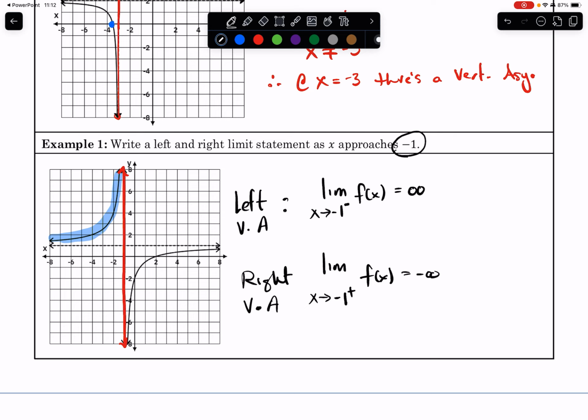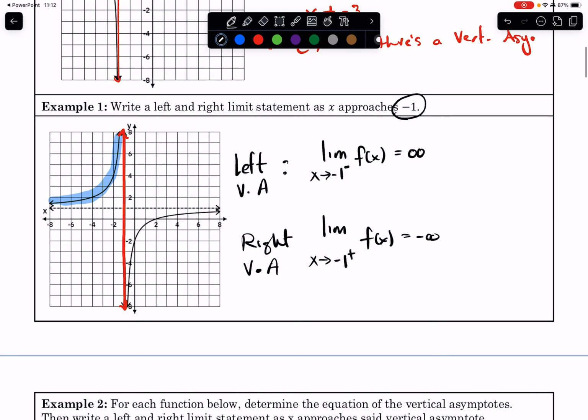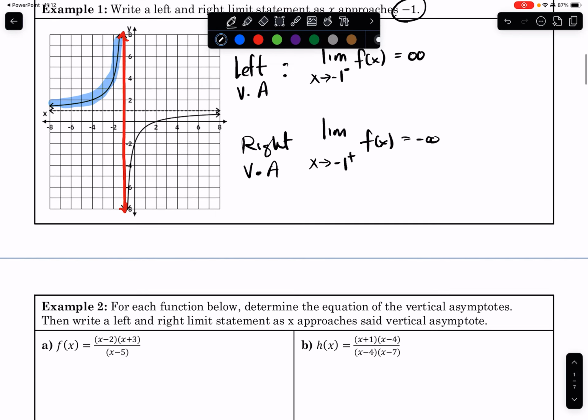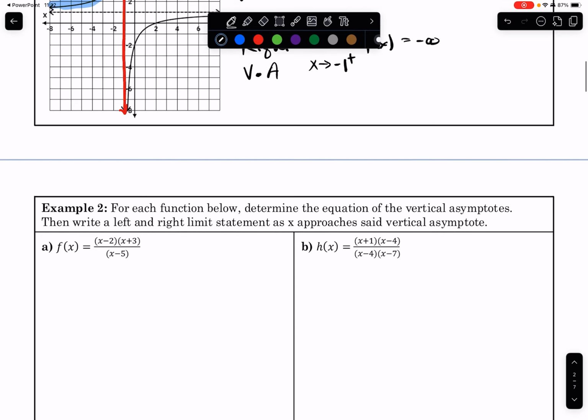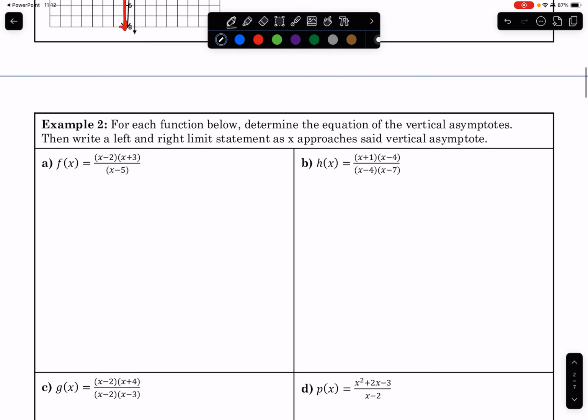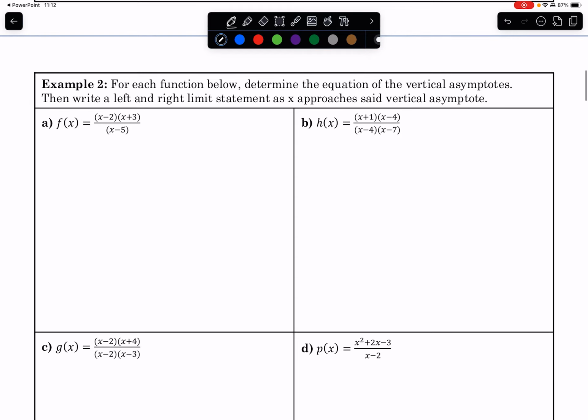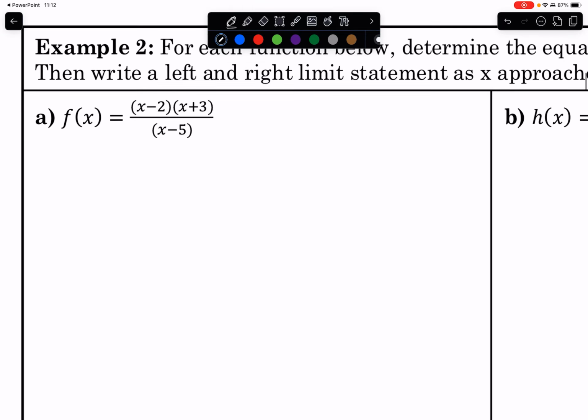So let's do some examples where we're not given graphs. Let's see how the function is behaving as we approach that vertical asymptote. For each function below, let's determine the equation of the vertical asymptote and then write a left and right hand statement as x approaches said vertical asymptote. To find the vertical asymptote, first of all, I need to verify that the top and the bottom have no common factors. And we don't. x minus 2 and x plus 3 is not the same thing as x minus 5.